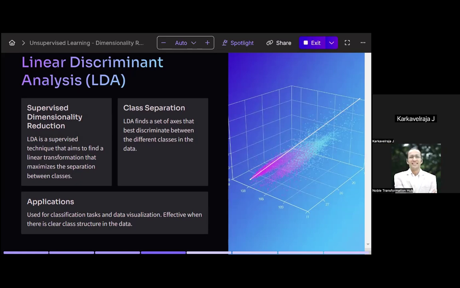Again, I already said that it needs to have a clear class structure when you are discriminating. You can't discriminate if you keep certain points here and there. You need to have clear classes. Okay. And these are the things. So let's move to the next slide.